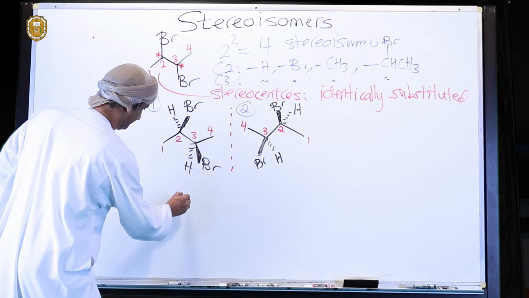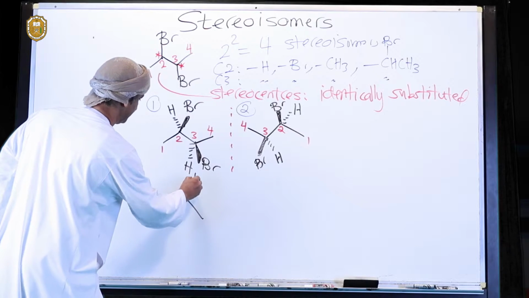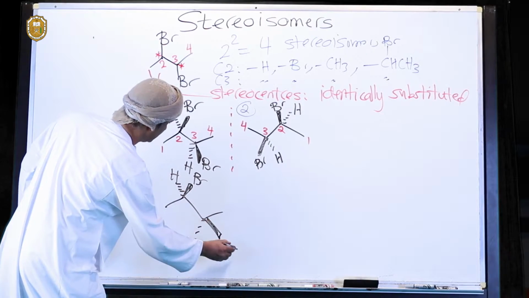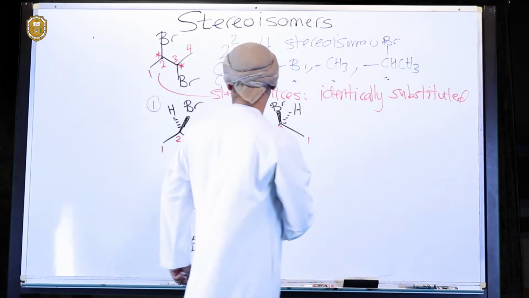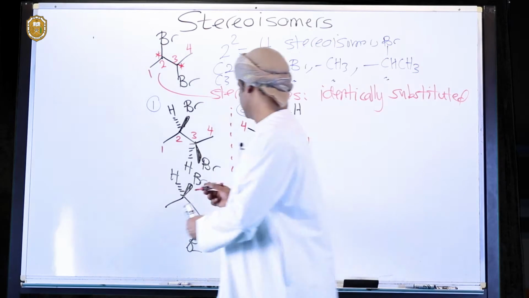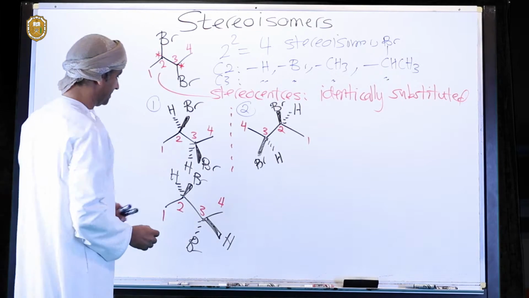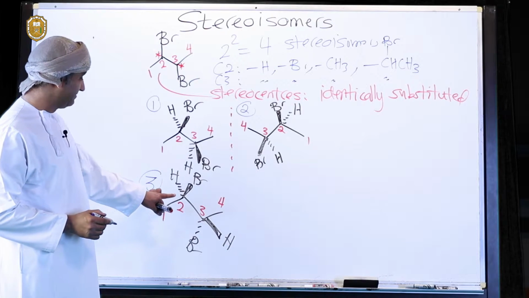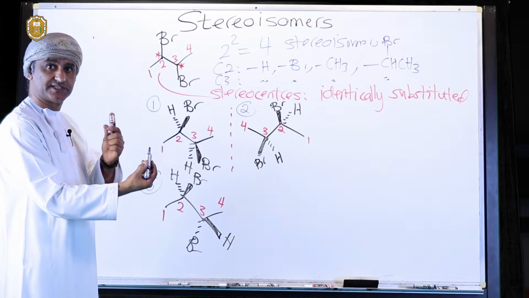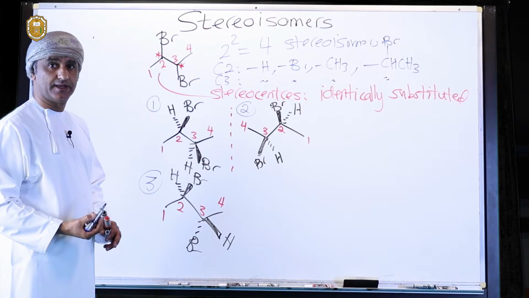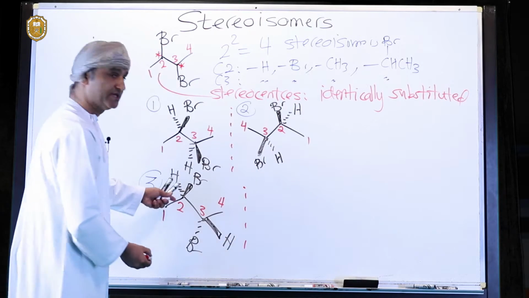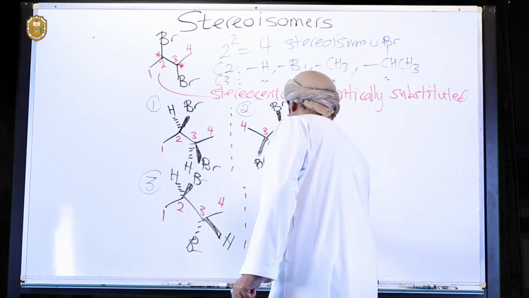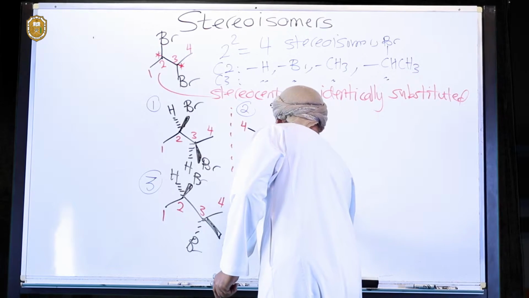So to get number 3, we fix, let's say, C2 stereochemistry, but then we swap the positions of groups on C3. So this is again 1, 2, 3, and 4. This is stereoisomer number 3. Again, to obtain 3, you keep the stereochemistry at C2 fixed, and then you change the stereochemistry at C3 by simply swapping the positions of Br and hydrogen. After this, we draw the mirror image of stereoisomer number 3, and of course you number the carbon atoms like that.